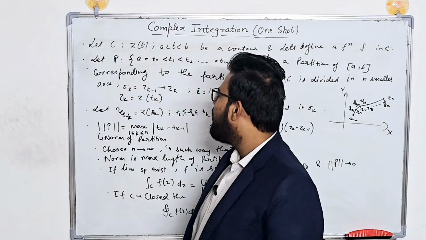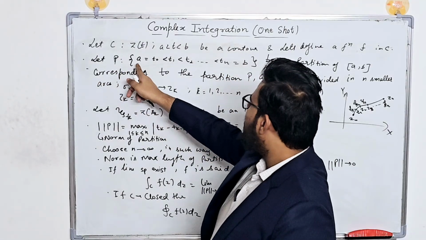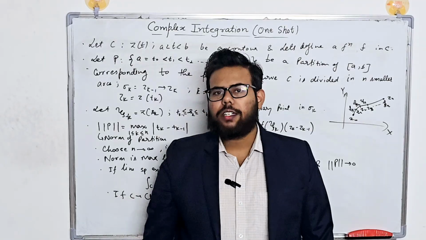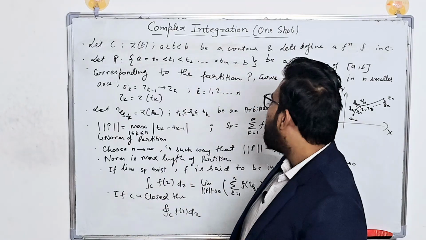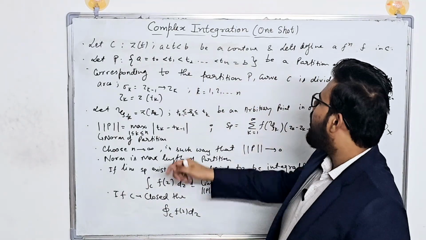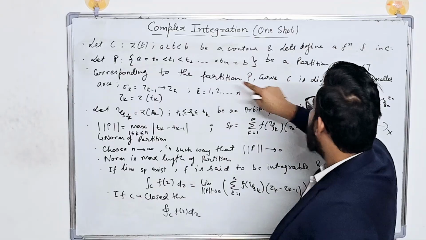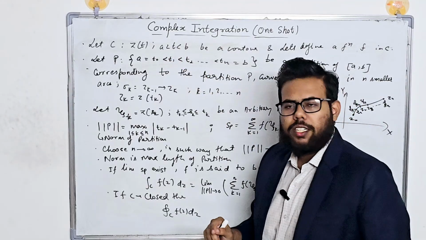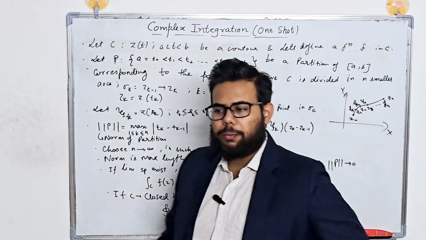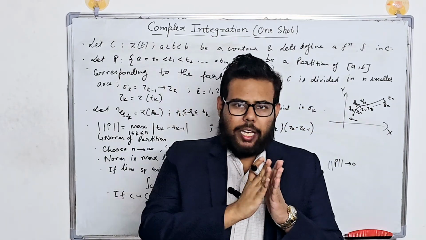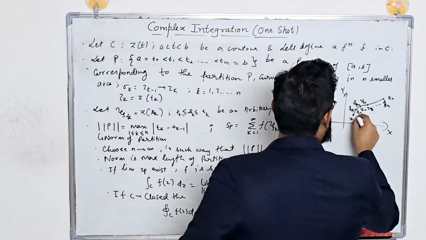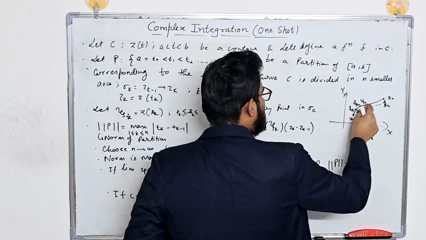Now let P be this set. What is P? P is called a partition. Let me explain it. Basically, we had defined that a is less than t and b is greater than t, right? So this t is called a parameter. So basically we are defining the parameter for different sections of a curve. Suppose this is the curve. In this we are defining different parameters, right?